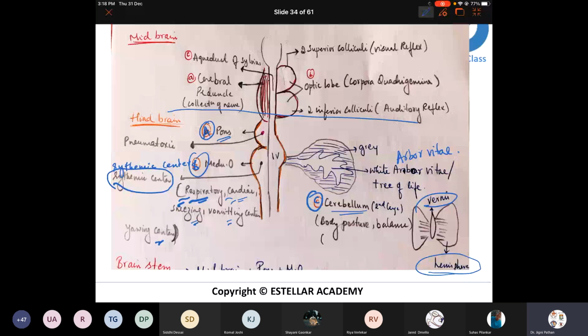They maintain the body posture and balance. The main function is to maintain the body posture and the balance. In this cerebellum, the gray matter is outside and the white matter is arranged in the form of branching trees, and this is called arbor vitae, the tree of life. Cerebellum consists of two hemispheres, which are connected together by the vermis. Center is vermis. So I hope you understood. Let's write down about this. If you have doubts, you can ask me.